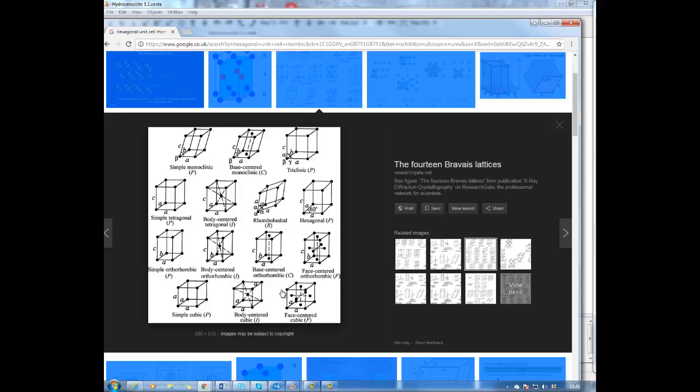So that's the simplest one, but it works the same for all the other unit cells. Take for example a triclinic one: again you can put the unit cells next to each other and build up a big structure.